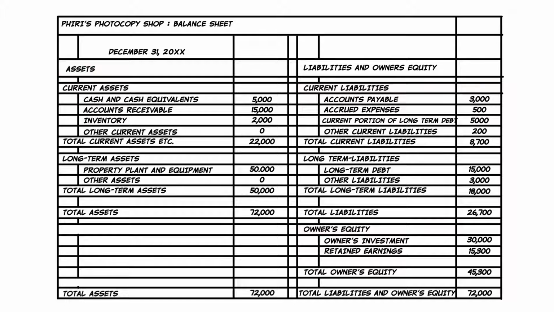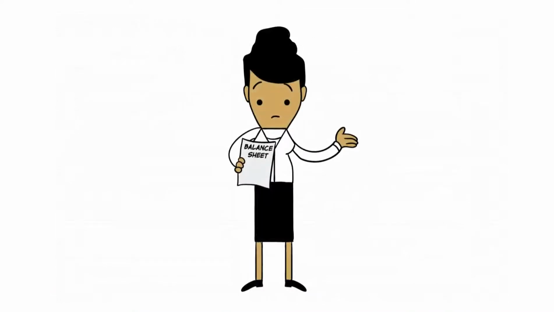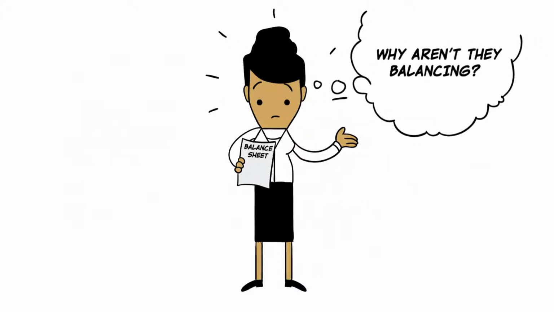The balance sheet needs to balance. This means the value of total assets should equal the value of total liabilities and equity. If a balance sheet doesn't balance, there is something wrong with the financial statements. Now take a closer look at each section of the balance sheet.